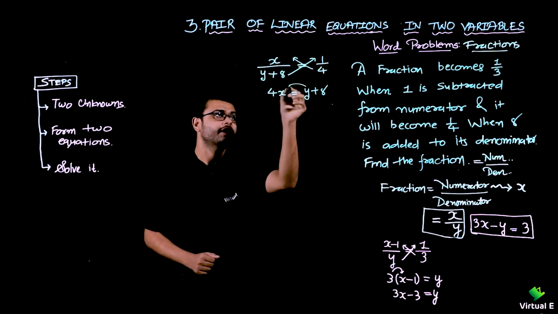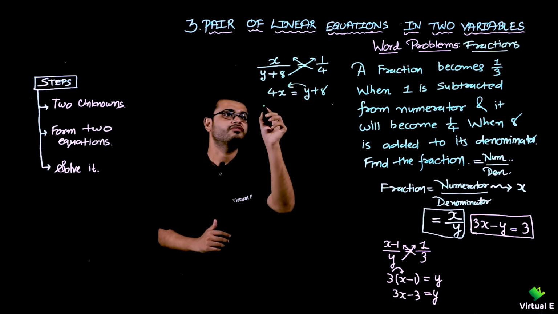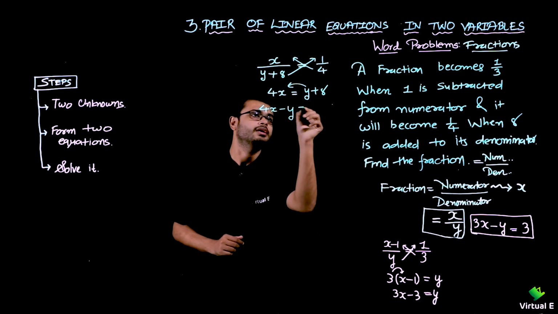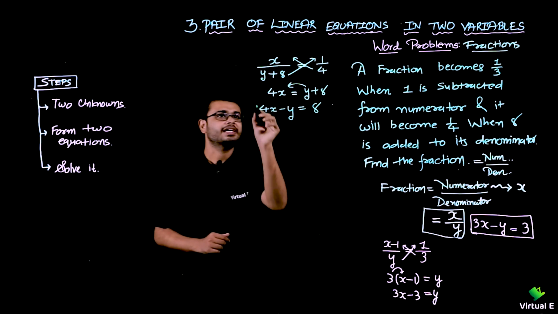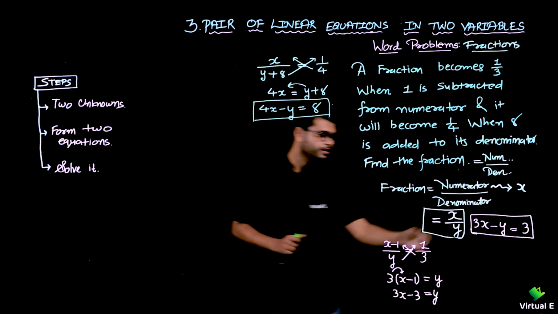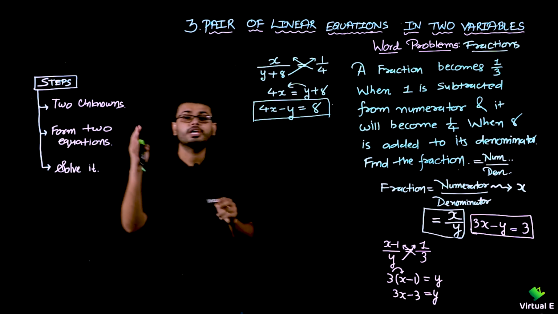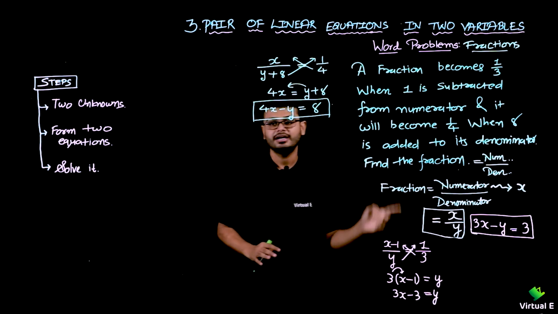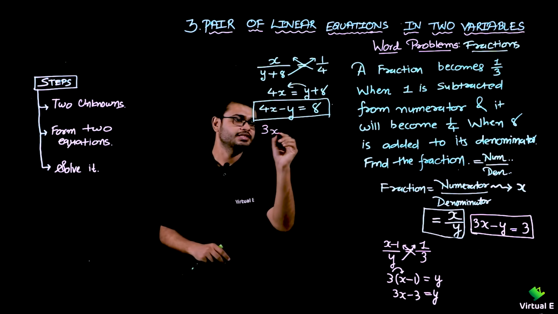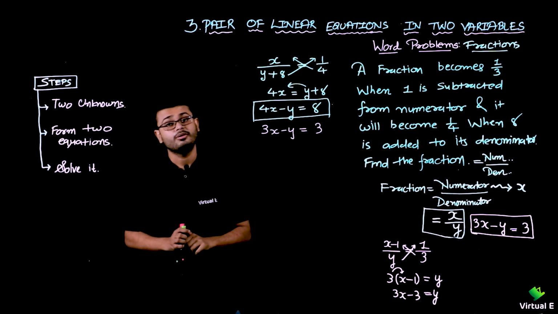So let me shift this y over this side, so it is easy to read the equation about the variables. So 4x, and this is positive y, so it will become negative, is equal to 8. So my second equation is also here, and my first equation is already ready. So my first step is done, second step is done: form two equations. My two equations are done. Let me write this over here. So 3x minus y is equal to 3. Done. Now we need to solve it.